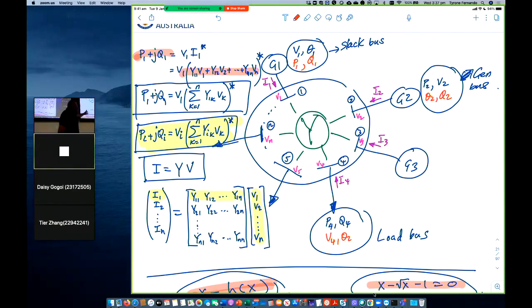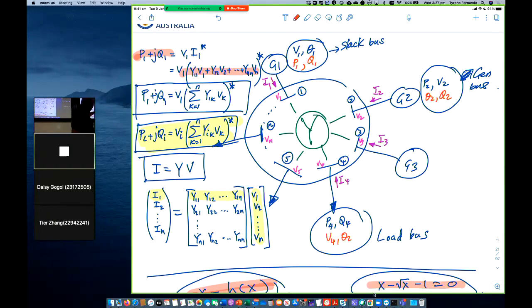Notice for the load bus number 4, the current it injects is I4. I4 has to be an injection. Obviously, the load may be drawing, in which case the current will be a negative value. But the sign convention is that current injection is positive. So that's why I have drawn I4 injecting, even though it's a load.